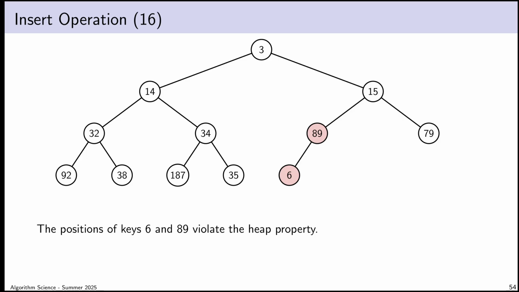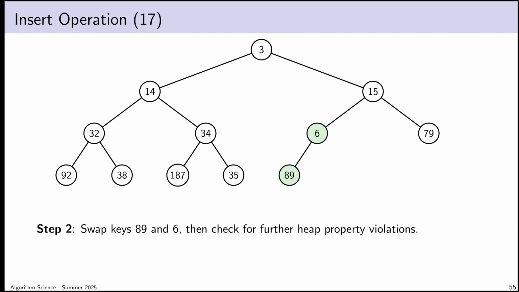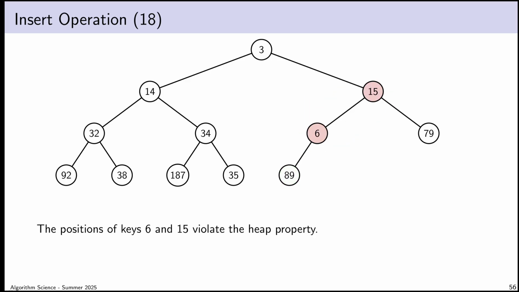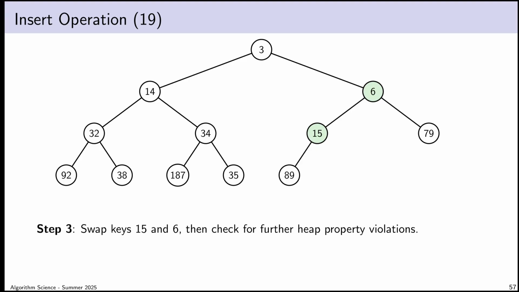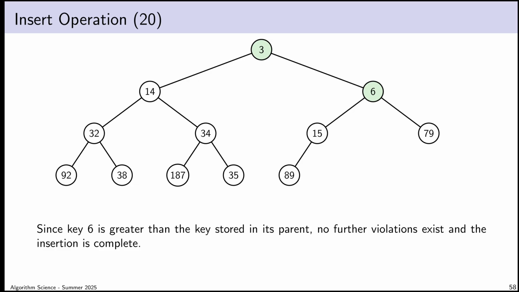6 is less than 89, so I drop 89 down and bring 6 up. Okay, and now because I just modified this node, I need to check that the heap property is still satisfied for its parent. So I compare 6 and 15. Okay, and there's another violation, so I swap. And then I check above the 6, and I look at the parent, and it's 3. So 3 is less than 6, and that means I'm good. And so the insertion is now complete.